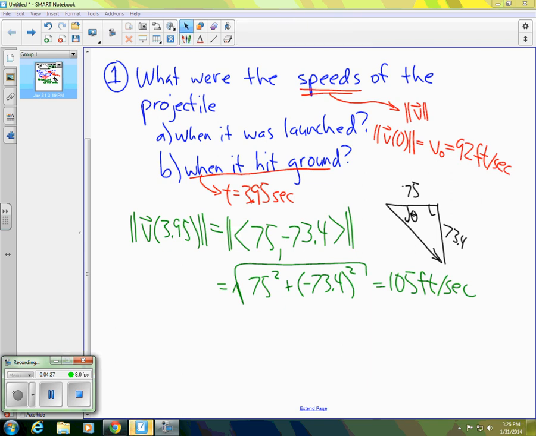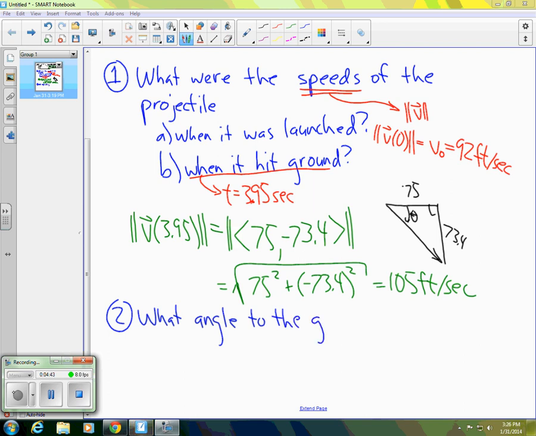All right, so our second question is, what angle to the ground, or below horizontal, or let's just say what angle to the ground, does the projectile hit at?